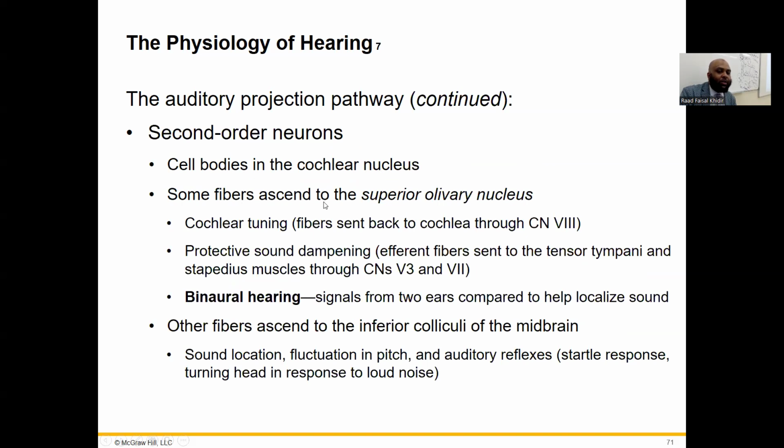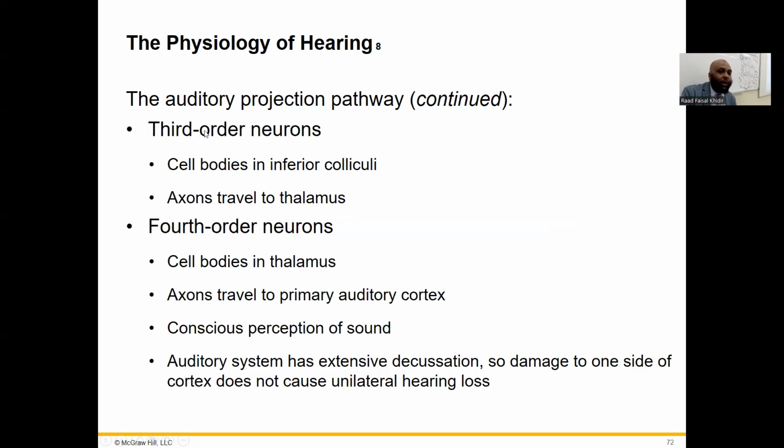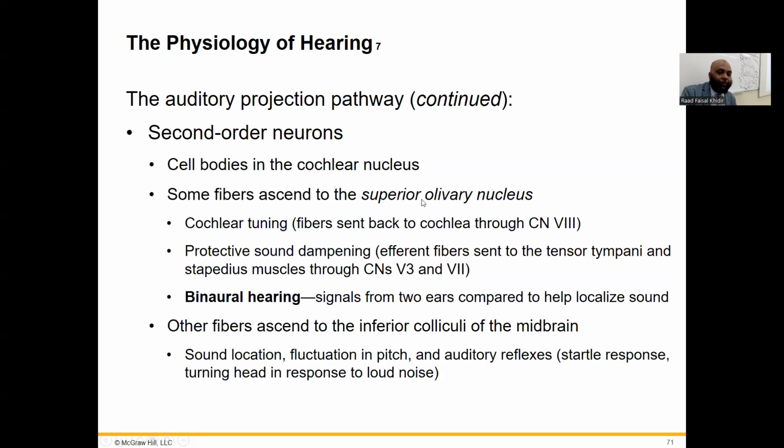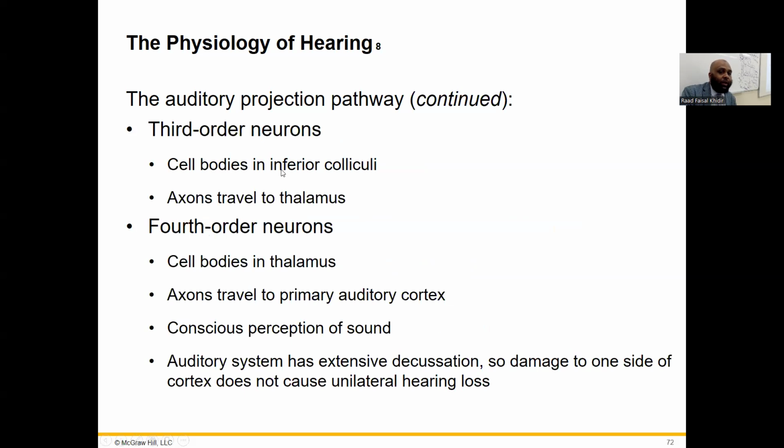So some fibers are going to ascend to the superior olivary nucleus. That's the destination of your second order neuron, the superior olivary nucleus. And the third order neurons are gonna go from the superior olivary nucleus into the thalamus. And then from the thalamus, we're gonna head into the auditory cortex. So the auditory system has extensive decussations, so damage to one side of the cortex does not cause unilateral hearing loss.